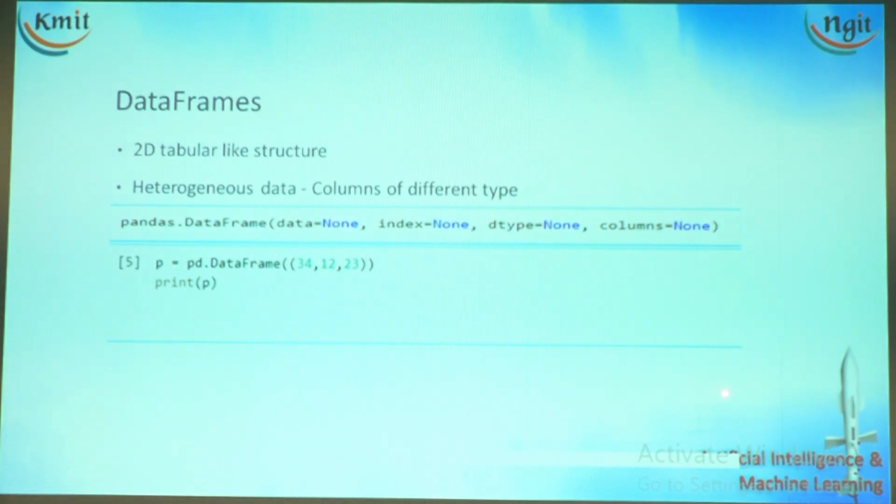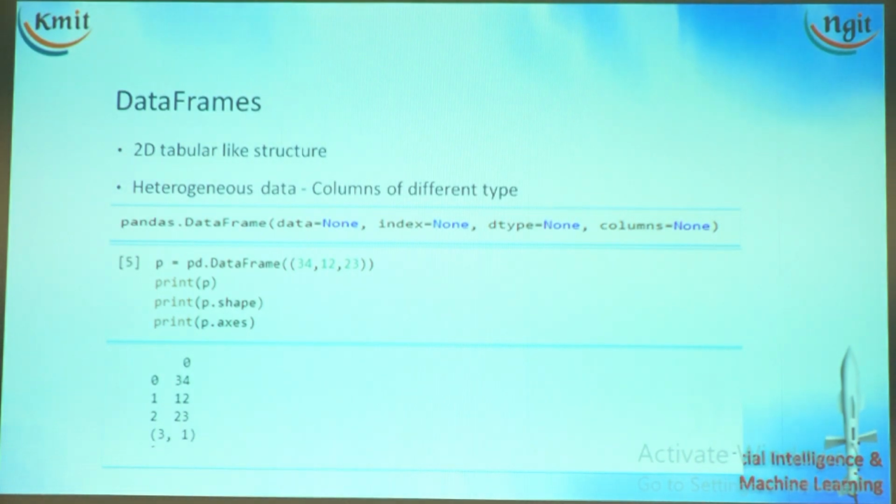Can anybody explain what I am doing here? Creating a data frame of what? Yes. What did I get over there? 3 rows and 1 column. So what is it the same as? It is the same as a series. Right? So you can see here, look at the shape of the data frame that you created. What is the shape it shows? 3, 1.